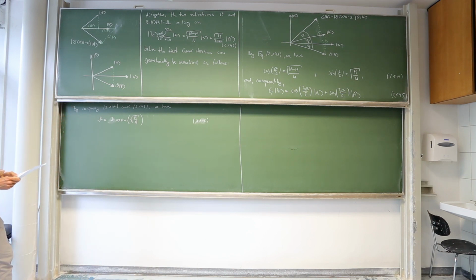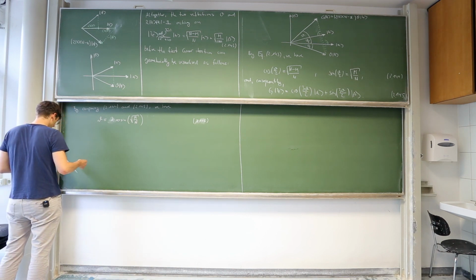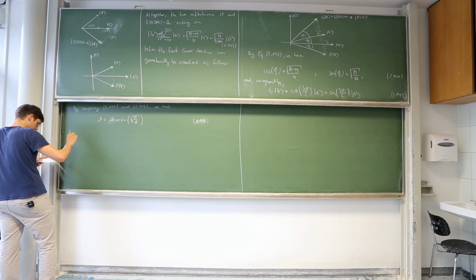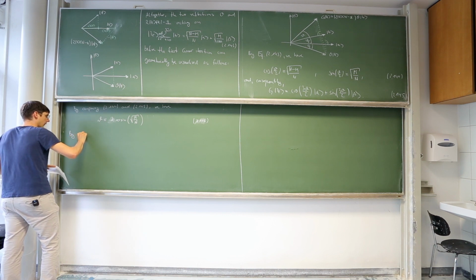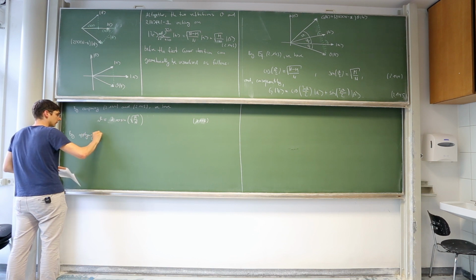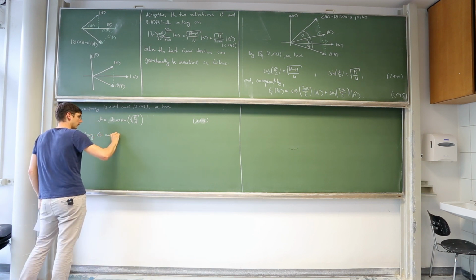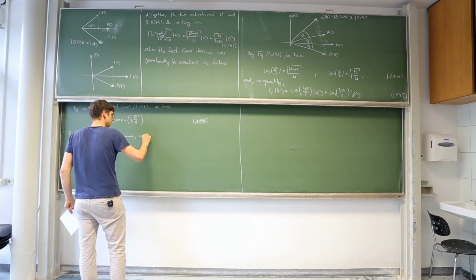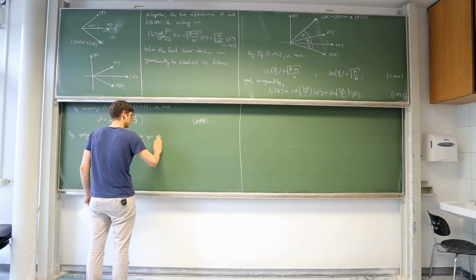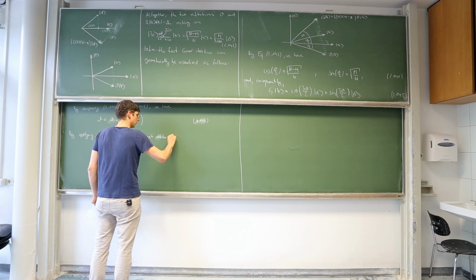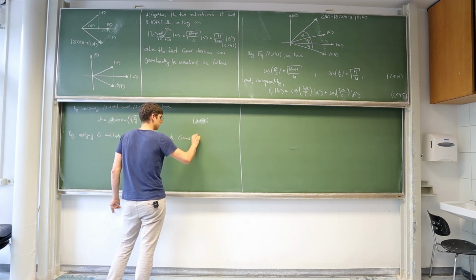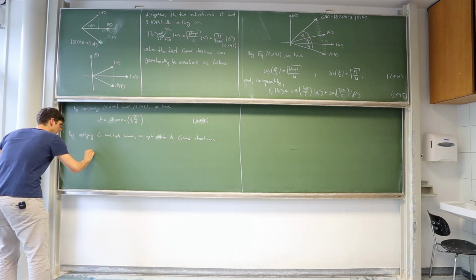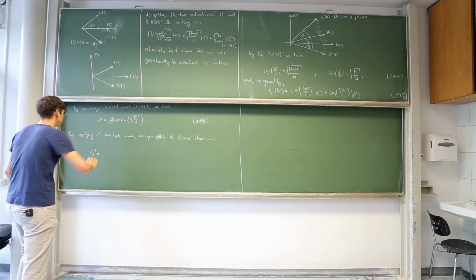So let us now combine several Grover iterations. By applying G multiple times, we get, after k Grover iterations, that G to the k is equal, acting on psi.